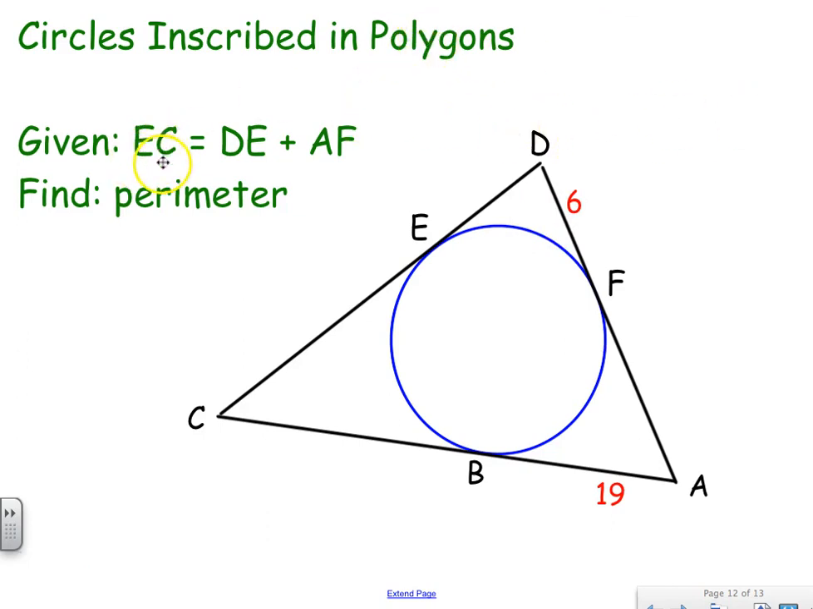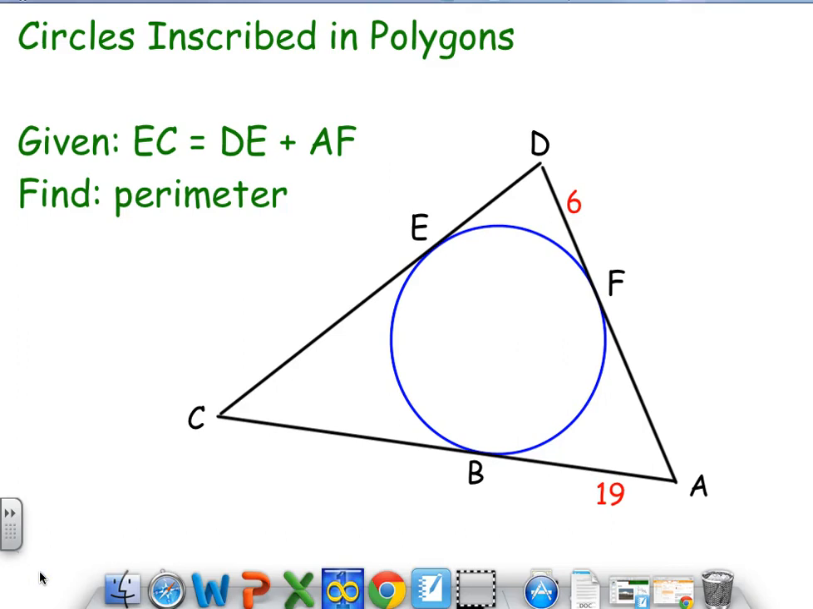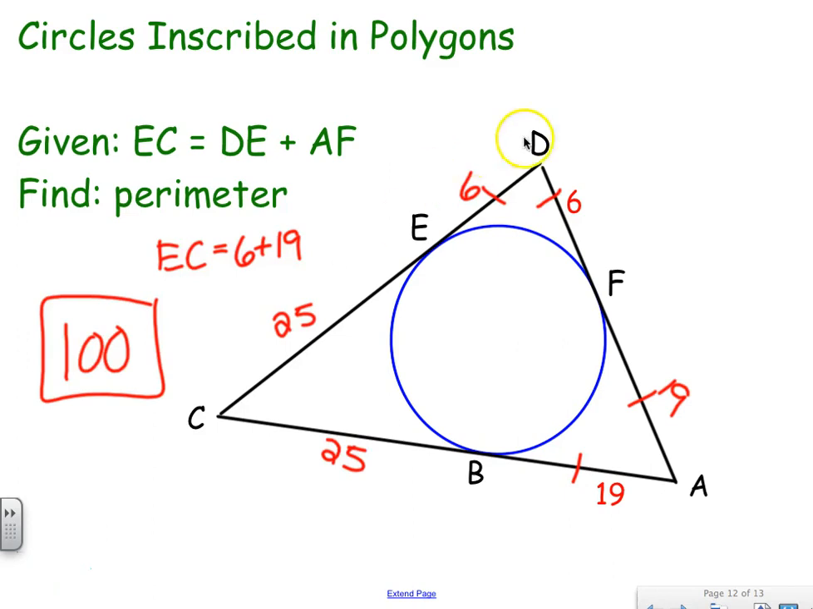It tells you that EC is equal to DE plus AF. Find the perimeter. Press pause. First thing I had to do was find that DE was a 6, so I had to use that here. I also had to find AF, and I got 19. So when I add 6 plus 19, I got 25. So I now know what EC is, and therefore BC. And then you add them all up to get a perimeter of 100.